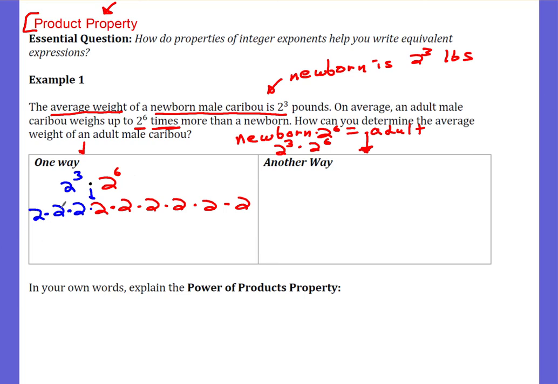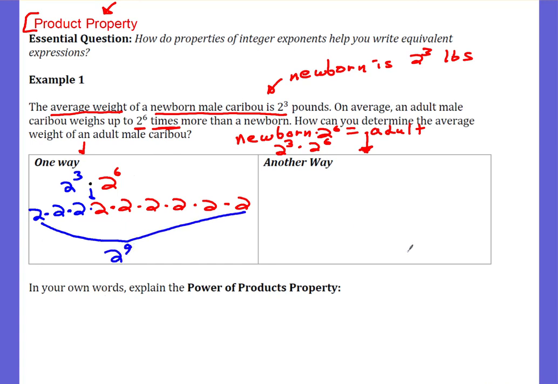So we got the same multiplier, 2 times 2 times 2 times 2 times 2, and if we count them all up, 1, 2, 3, 4, 5, we'll get all the way to 9. There are 9 2's, that's how many times 2 is multiplied by itself. So this all condenses down to 2 to the 9.